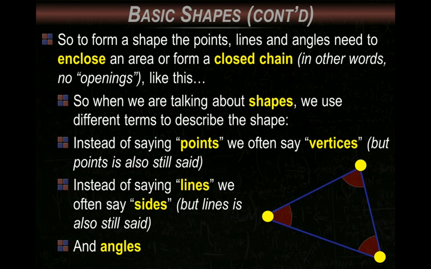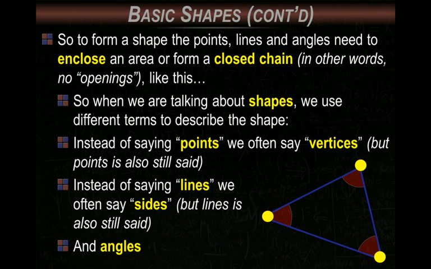This is the simplest shape you can create. 3 points, 3 lines, 3 angles. The word 3 is also known as tri. Tri and 3 mean the same thing.